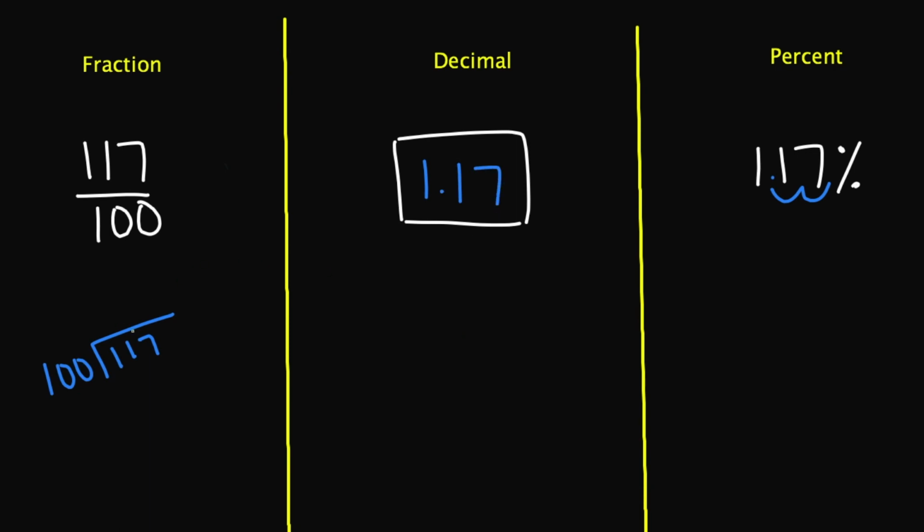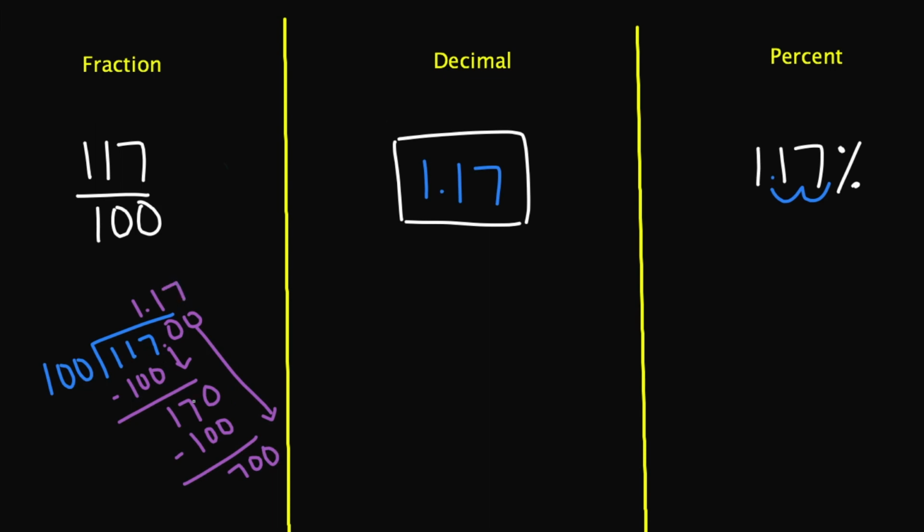And let's say you did do the long division. Let's go ahead and do that. 100 goes into 117 one time. 100 times 1 is 100. 117 minus 100 is 17. 100 does not go into 17, so I do need to add a decimal and 0. Bring down this 0. 100 goes into 170 one time. 100 times 1 is 100. 170 minus 100 is 70. Bring down my other 0 here. 100 goes into 700 7 times. 100 times 7 is 700. 700 minus 700 is going to equal 0. So notice here you do get the same answer if you were to divide.